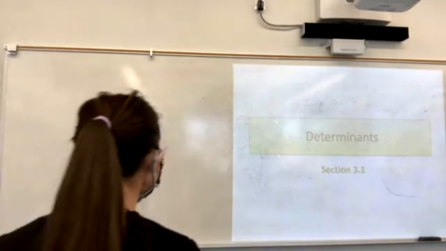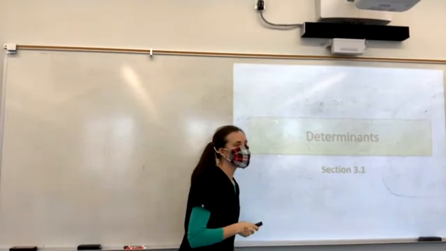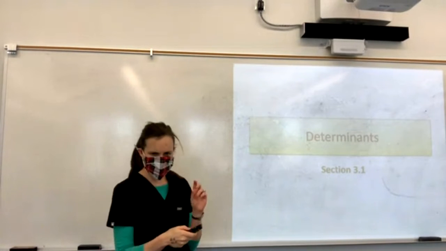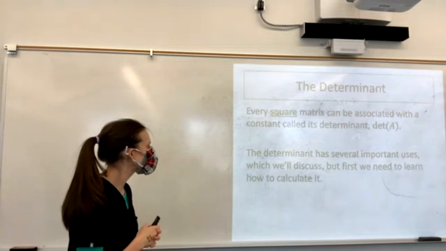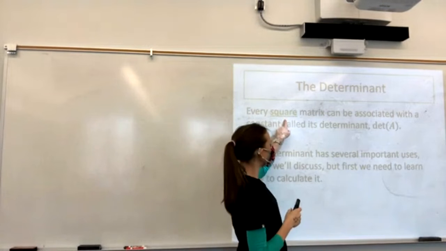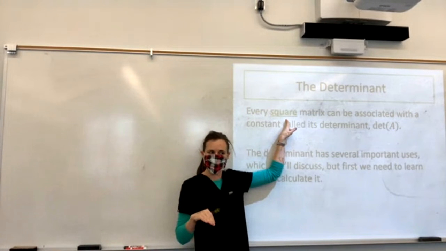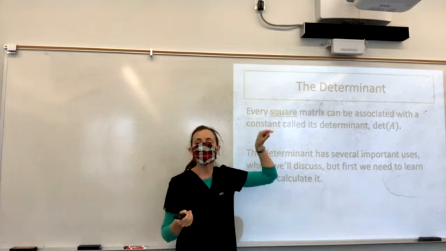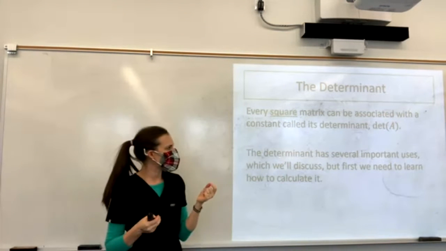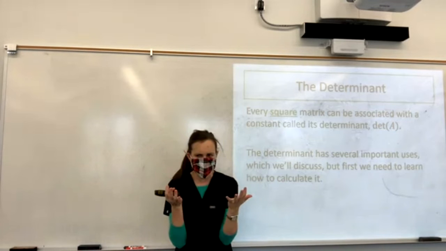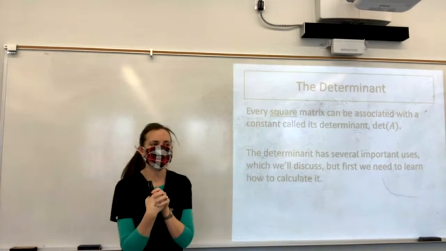Okay, so chapter 3 is all about something called the determinant, which is this really interesting little thing connected to a matrix. So every square matrix, so again, just like with our inverses, we only are allowed to talk about determinants if we're talking about a square matrix, is associated with this number. It could be a positive number, a negative number, or 0. And that number is called its determinant.